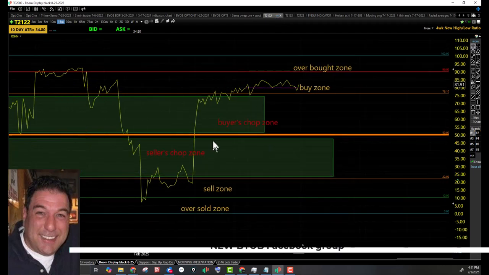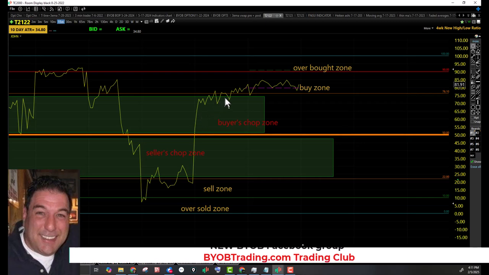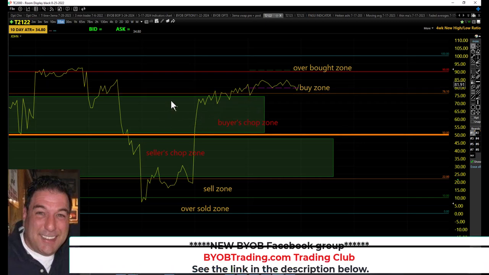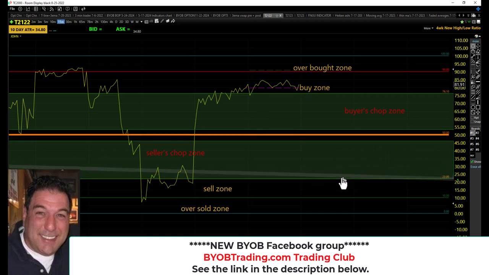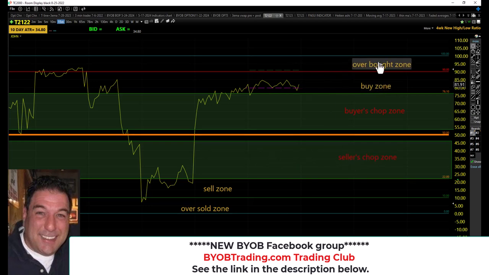T21.22. We find ourselves melting up out of the buyer's chop zone. That would be this box right through here. So we melted up out of the buyer's chop zone into the buy zone. It was a bullish day, almost all day. There was some chop this morning. We had some puts, and you had to be quick if you wanted to take your profit on the puts. So there's T21.22 on for the technicals up here in the buy zone. Spent the whole day in the buy zone.